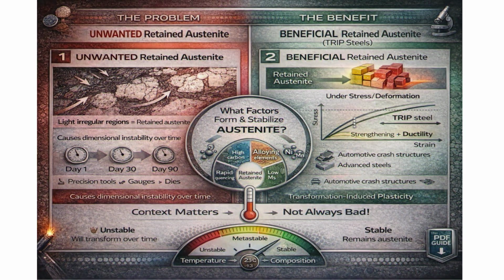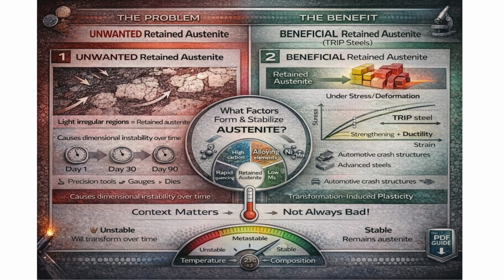Our final phase is retained austenite, the phase that wasn't supposed to be there. Remember how austenite normally only exists at high temperatures? Well, sometimes when you quench steel, especially high carbon or highly alloyed steel, some of the austenite doesn't transform. It gets retained at room temperature in a metastable state. This retained austenite appears as light, irregular regions under a microscope.